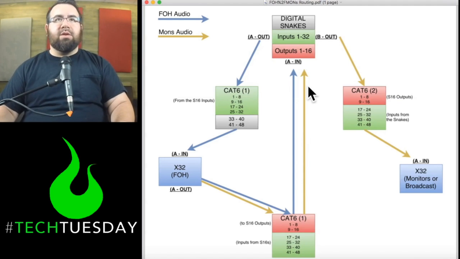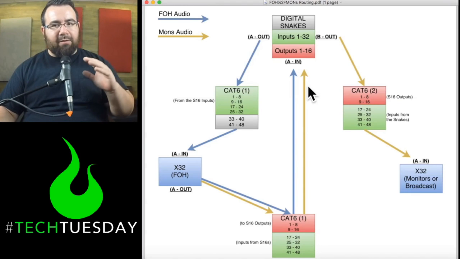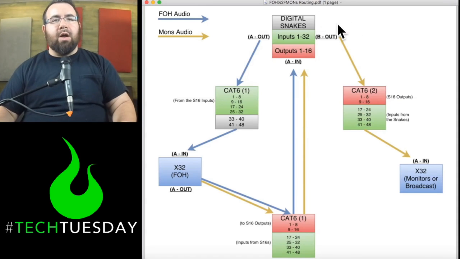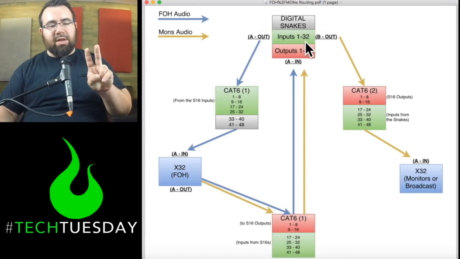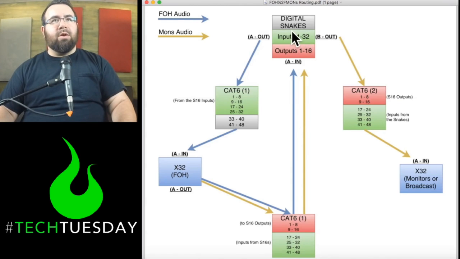So starting from our signal source, which is in this case a microphone, we're going to imagine this microphone here is plugged into channel 1. So on your digital snake, you've got 32 inputs because we've got 2 digital snakes that are paired up together. And then we're going to start going counterclockwise here, out of the snake through the AES port A. It's going to go to the front of house console.